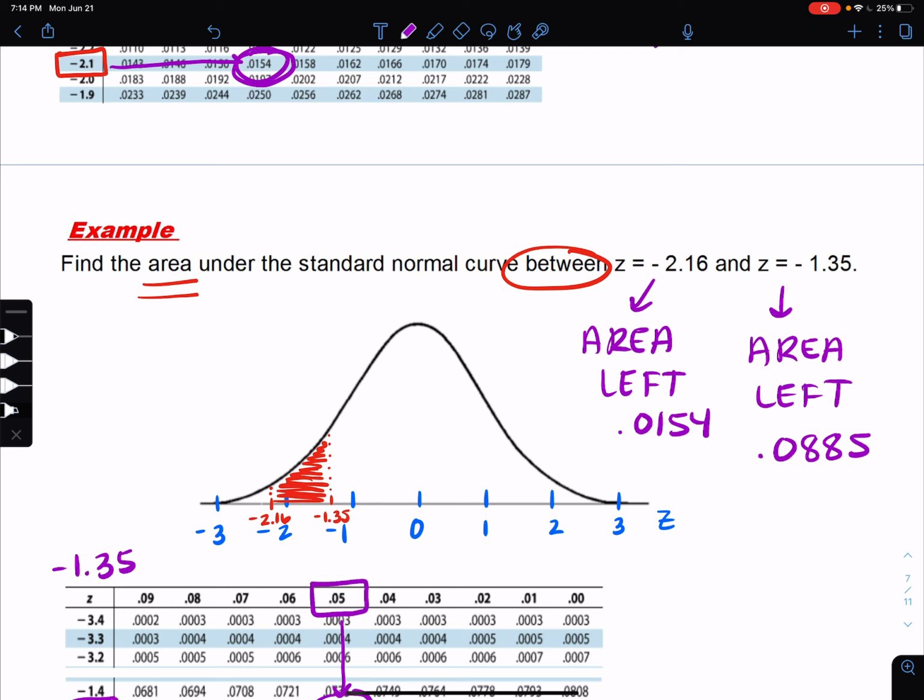Okay, so notice I just looked up each one in the table. I didn't subtract from one. I just pulled the area exactly as it was given. And then what I'm going to do to convert this to an area between is take the larger area, 0.0885, and subtract the smaller area, 0.0154. That's going to give me the area between, which is what I was asked to find here, at 0.0731.